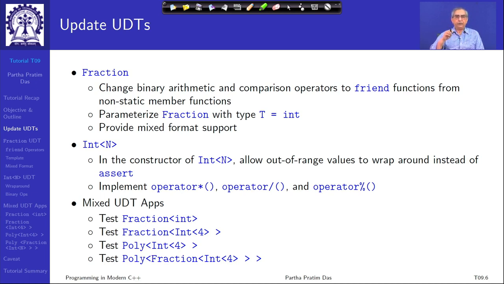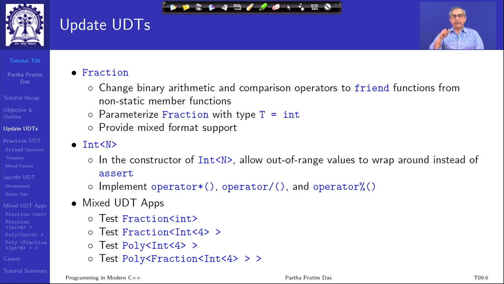First, if we talk about the fraction class, we had implemented the binary arithmetic and comparison operators primarily as non-static member functions. That can work in a limited way, but as you know, it is most ideal in the majority of cases to provide operators as friend functions. So, we will change these non-static member functions into friend functions, which is straightforward.